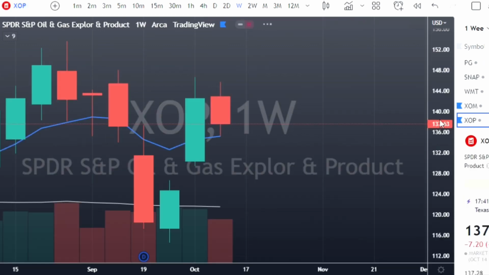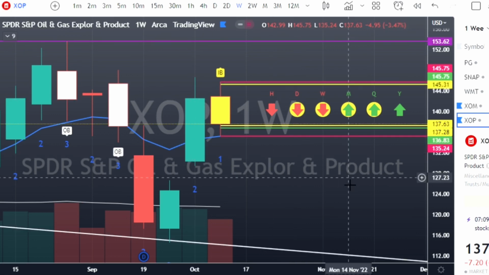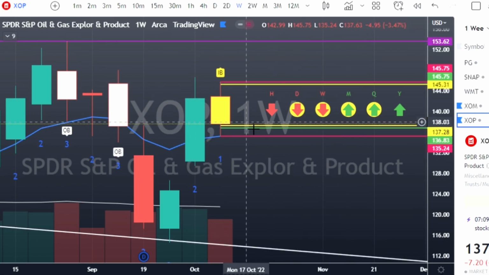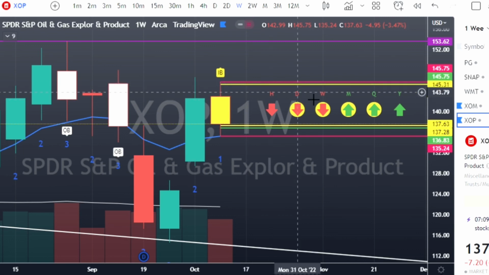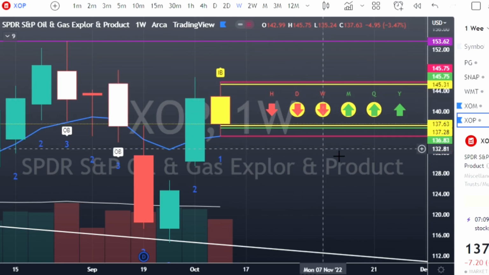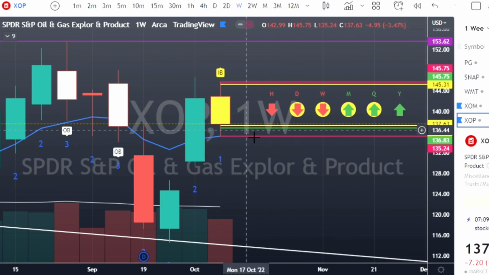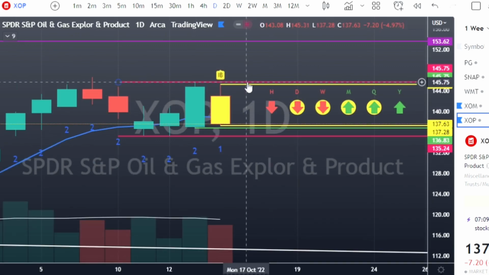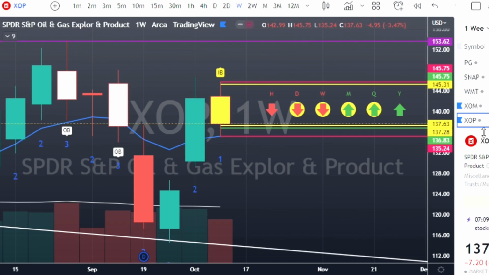XOP has the same thing, inside bar. We've also got the daily setups here, the two yellow lines telling me there's an inside bar, and then the 2 pink lines telling me that's the weekly setup here. So we can trigger calls at 145.75 on the week, puts at 135.24, but you can potentially hold this a little longer if you get in on the daily and look for a weekly run up if you trigger on the daily, if that makes sense to you guys.